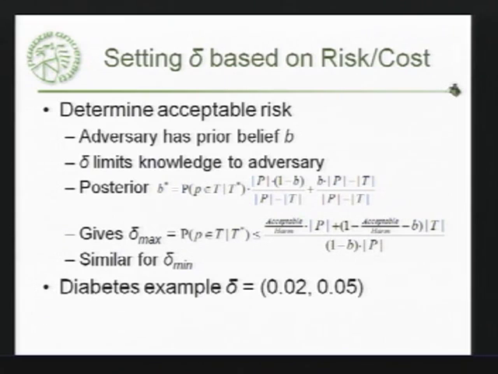So what you actually set this on is based on the prior belief and the posterior belief. Given what they know without seeing T star, the anonymized data, and what they know after, the difference between those has to be in the acceptable range. In this particular example, using some actual numbers similar to those I gave, we end up with between 0.02 and 0.05 as being a reasonable range.